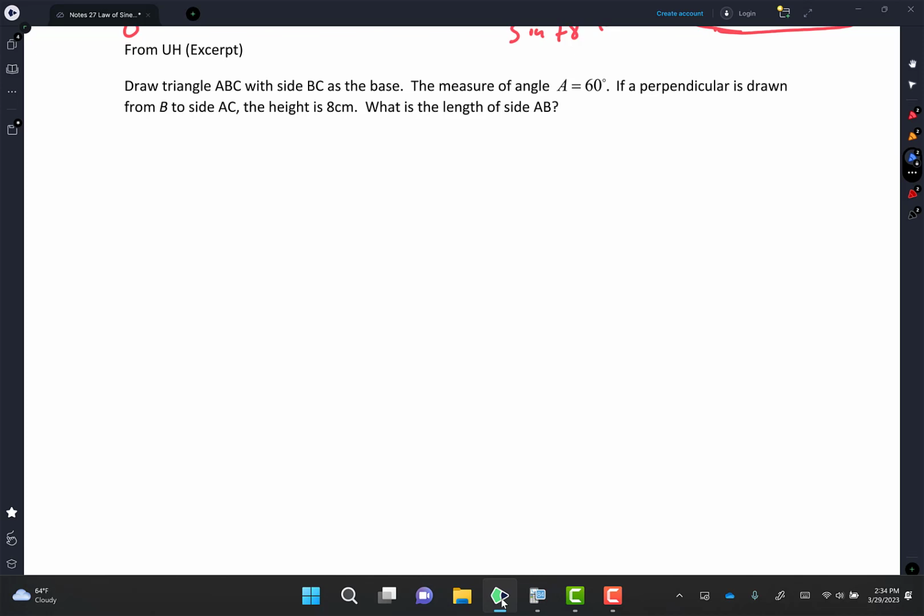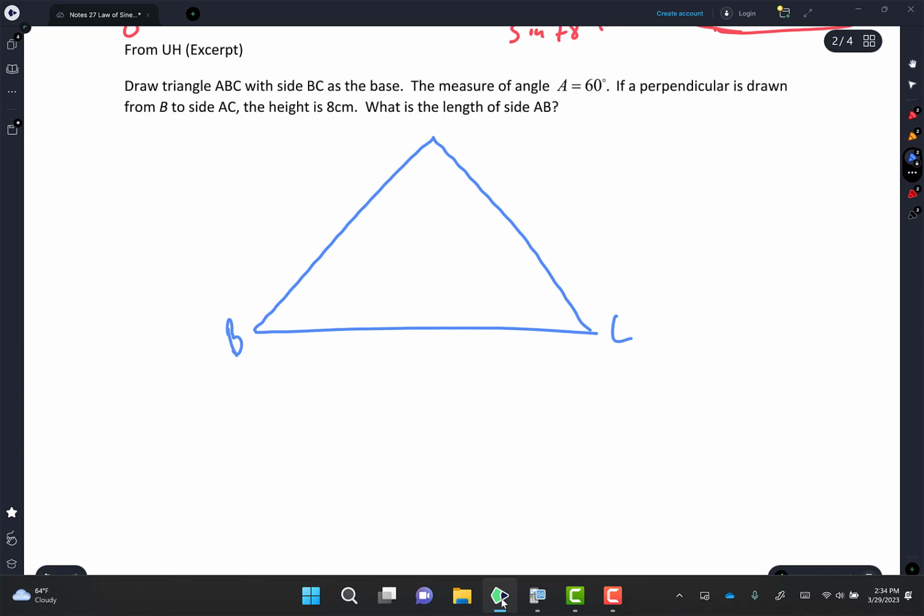Slobber. Sorry. Draw a triangle ABC with side BC as the base. Okay, here's my base, BC. The measure of angle A, so I guess that has to be A up here, is 60 degrees. So this is 60 degrees. If a perpendicular is drawn from B to side AC, okay, here's my perpendicular. So that means this is also going to be my height. There's my perpendicular right there. And the height is 8 centimeters. So this black line that you see is 8 centimeters. What is the length of side AB?